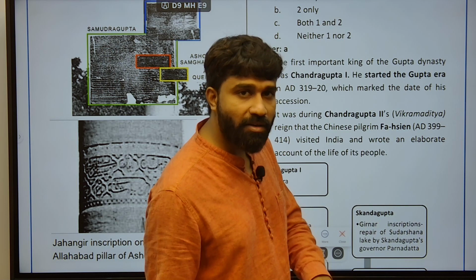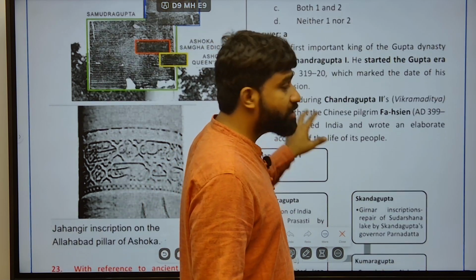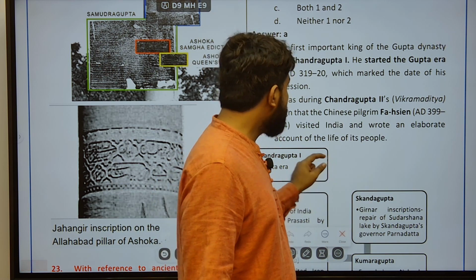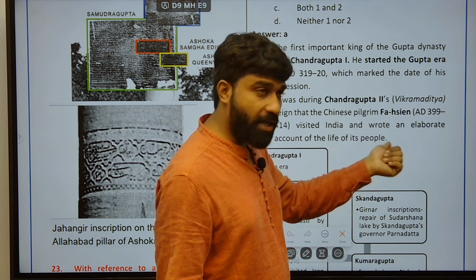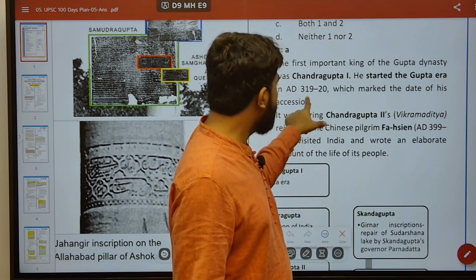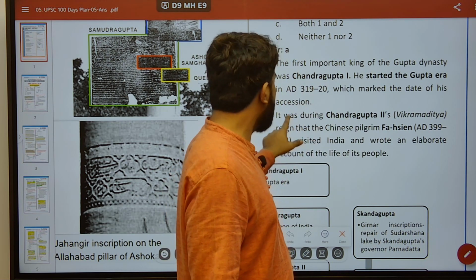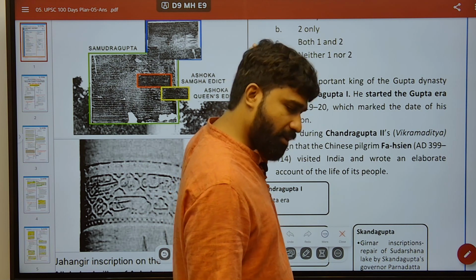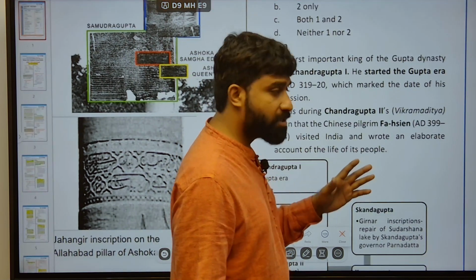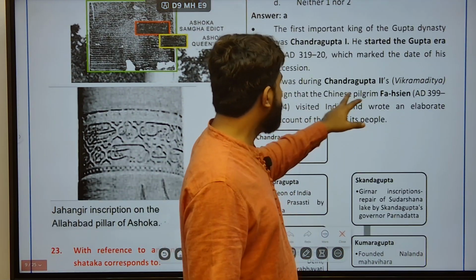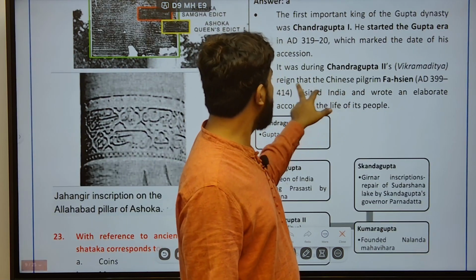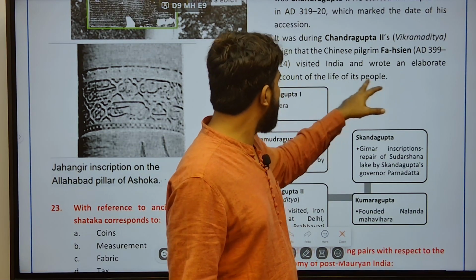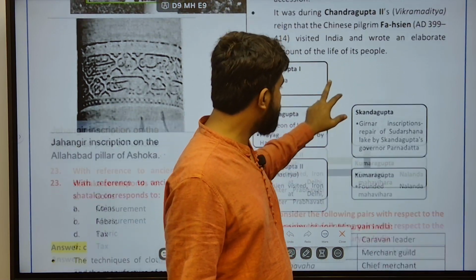Chandragupta II is the son of Samudragupta, and Chandragupta II is called Vikramaditya. He started the Vikram era. Chandragupta I started this Gupta era in the year 320 AD, not BC, which was the Mauryan time. It was during the reign of Chandragupta II, Vikramaditya, that the Chinese pilgrim Fahian visited his kingdom, and an elaborate account of his life was given there.